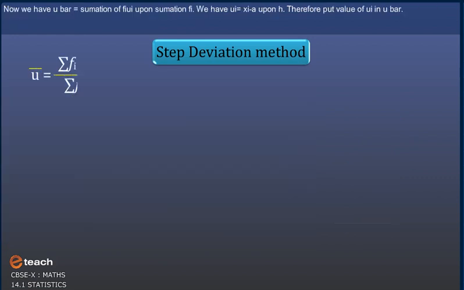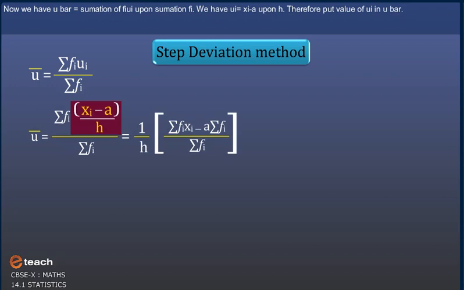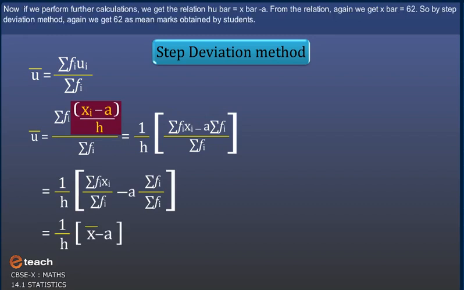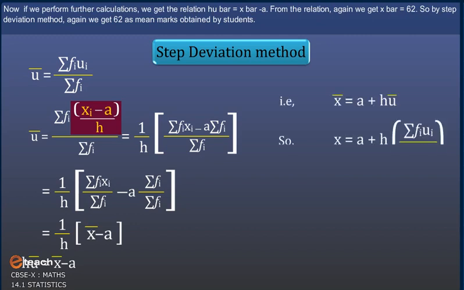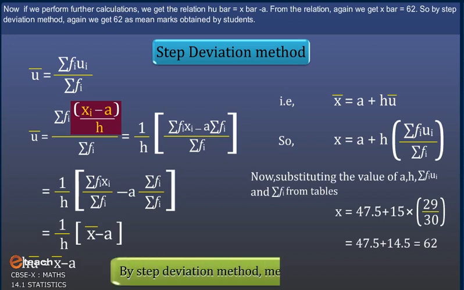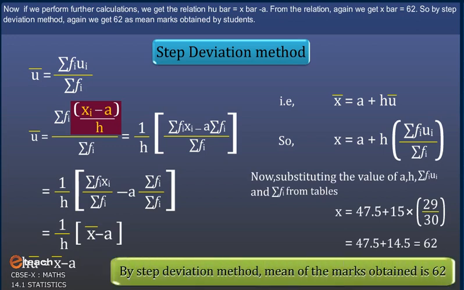Now we have u bar is equal to summation of fiui upon summation of fi. We have ui is equal to xi minus a upon h. Therefore, put the value of ui in u bar. Now, if we perform further calculations, we get the relation h u bar is equal to x bar minus a. From the relation, again we get x bar is equal to 62. So, by the step deviation method, again we get 62 as the mean marks obtained by students.